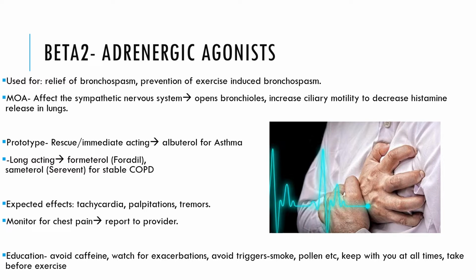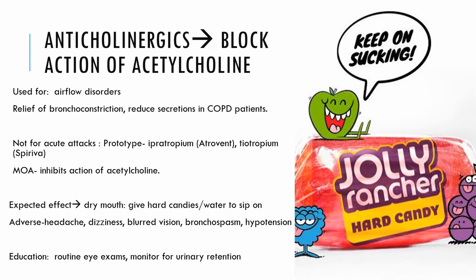Let's talk about anticholinergics. These are going to block the action of acetylcholine. Okay. These are used for airflow disorders, help with bronchoconstriction, and they reduce the secretions in COPD patients. This may sound familiar: Atrovent and Spiriva. These two medications are not for acute attacks. Not for acute attacks, okay?